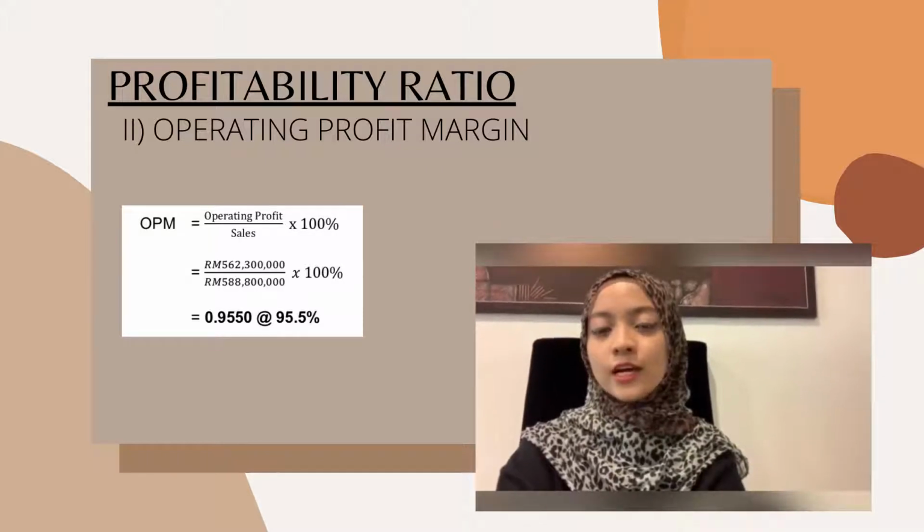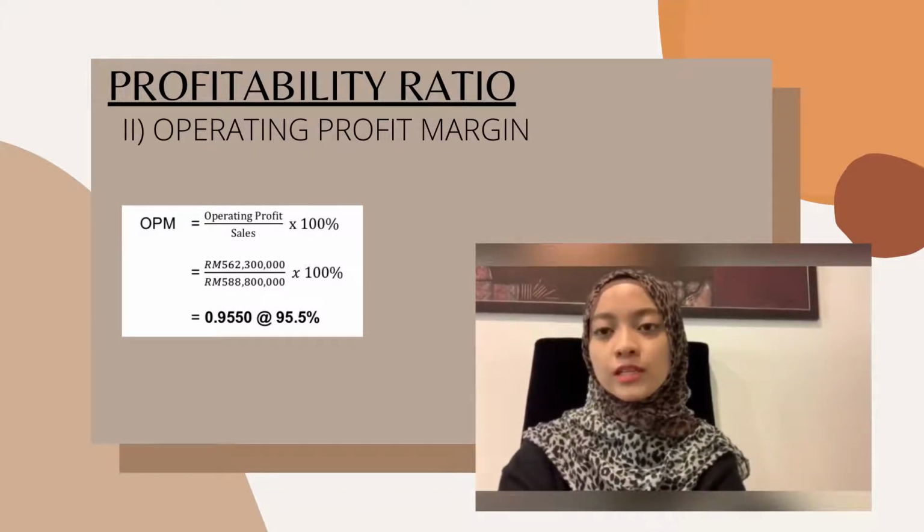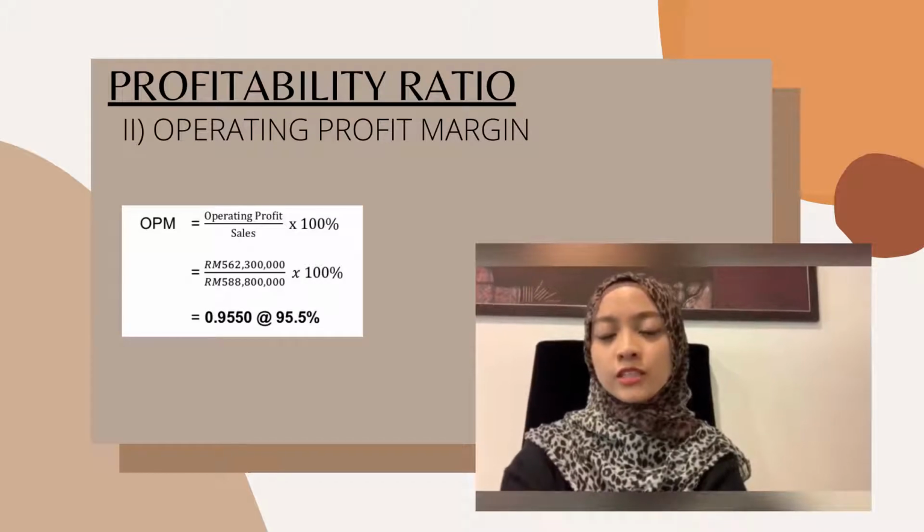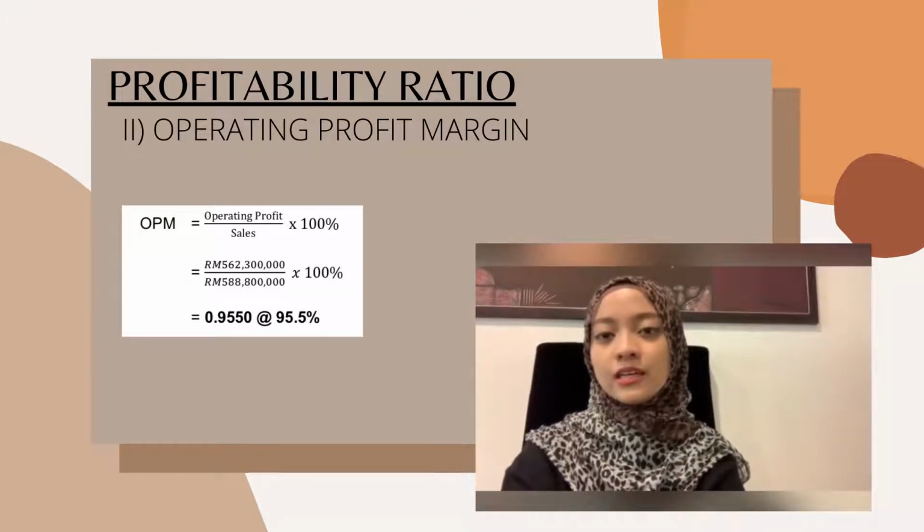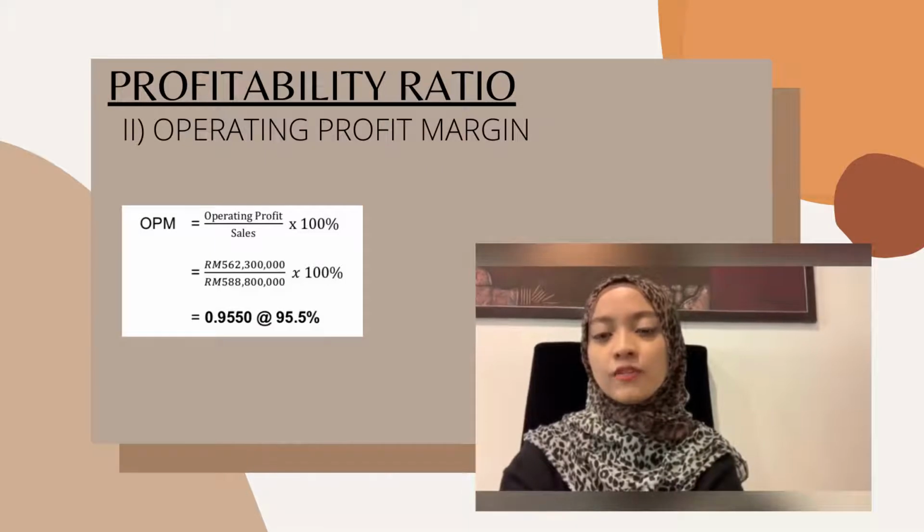We can see that IOI Corporation Berhad is efficient in controlling its operating expenses. For comment, a ratio of 95.5% means that the company is making 95.50 sen operating profit for every RM100 of sales made. This operating profit margin indicates that the company has an excellent performance as compared to the industry average.